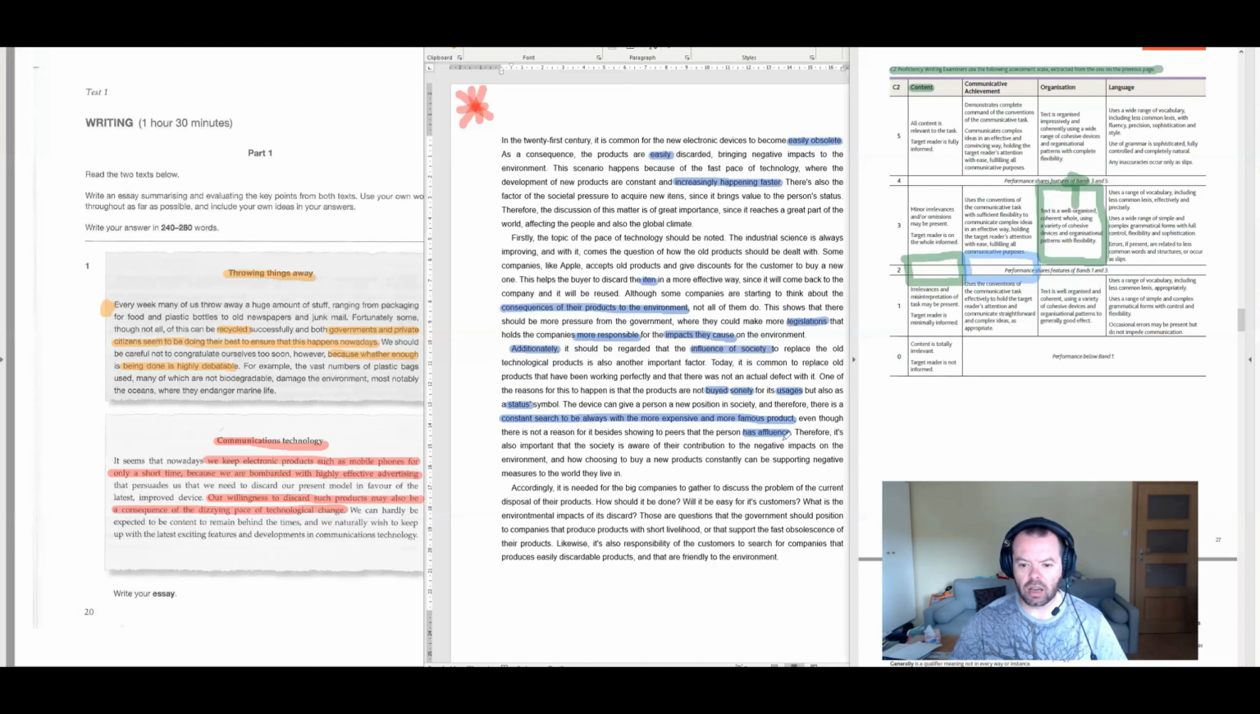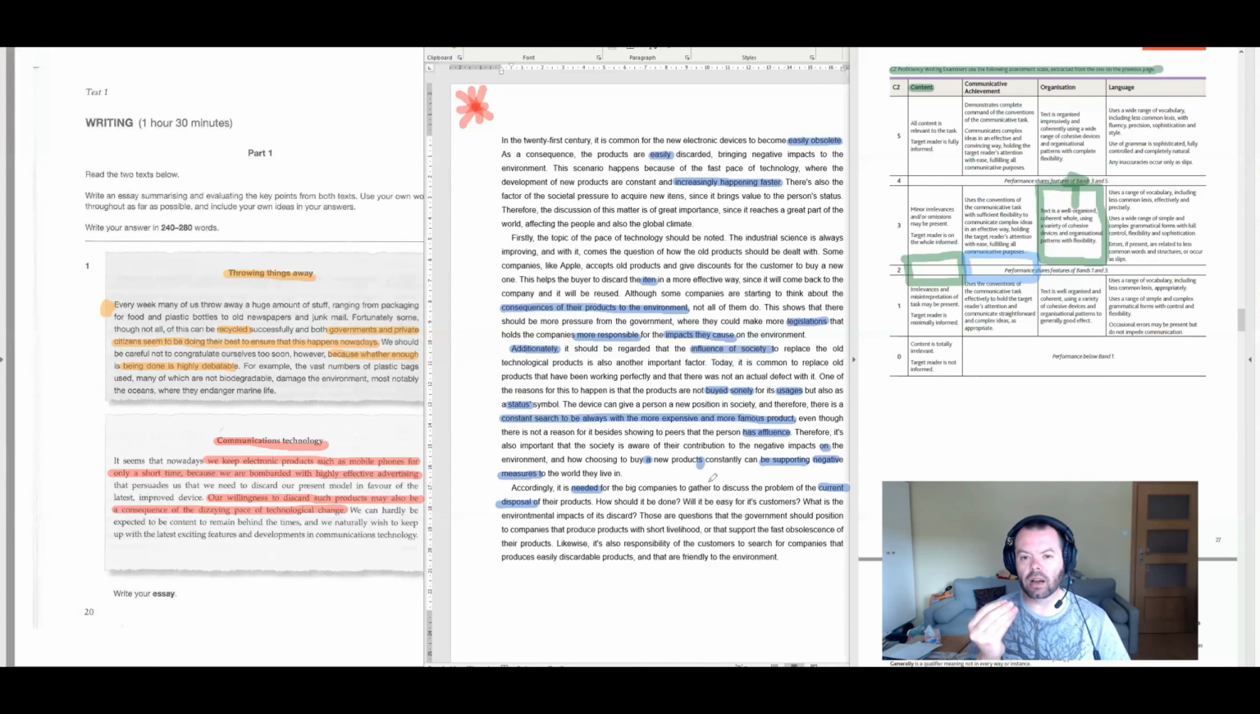Negative impacts to the environment, and how choosing to buy a new product constantly can be supporting or can support. Are they negative measures to the world they live in? Negative effects, we could say. The negative outcomes, certainly. It is needed, so it is necessary for the big companies to gather to discuss the problem of the current disposal of their products. I mean, this is not so much the language, but it's getting away from what you were talking about a little bit.